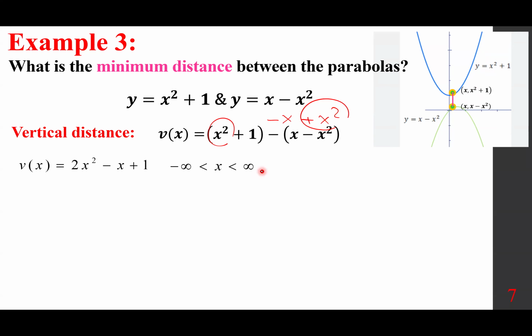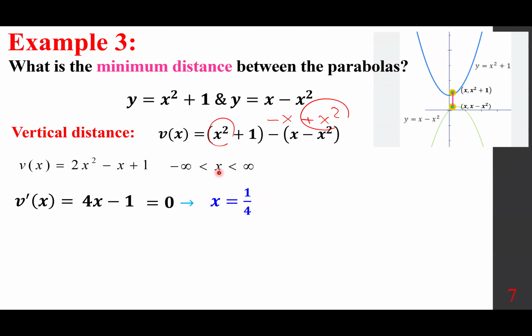So let's differentiate. 4x minus 1. Since we want a critical point, we are going to set this equal to 0, and clearly the answer is 1/4. Now, we have an open interval, we have one critical point, and this will be either a local max or min, and because there's only one of them, it's absolute.